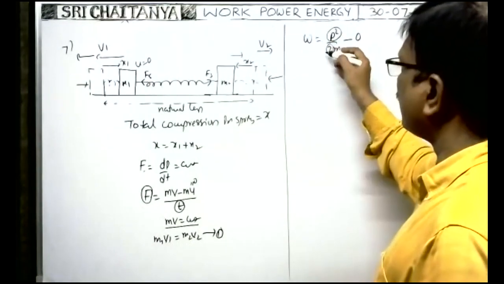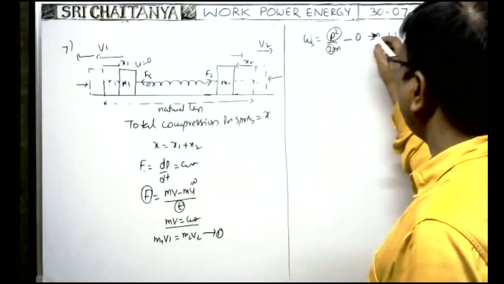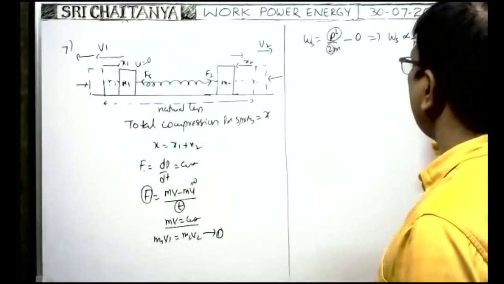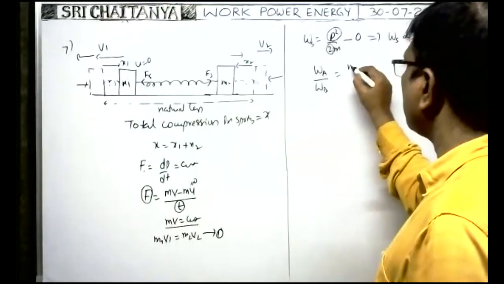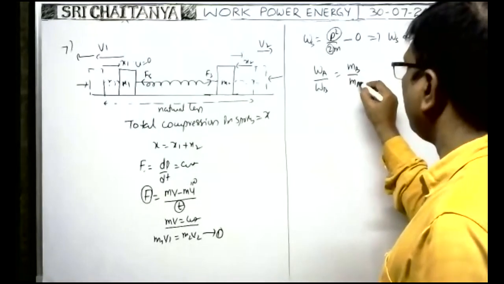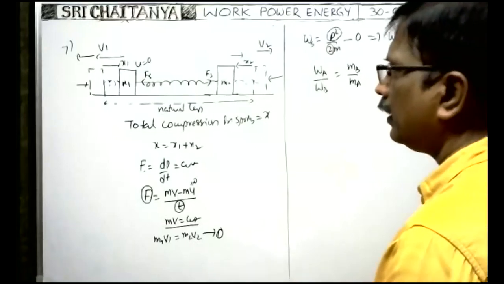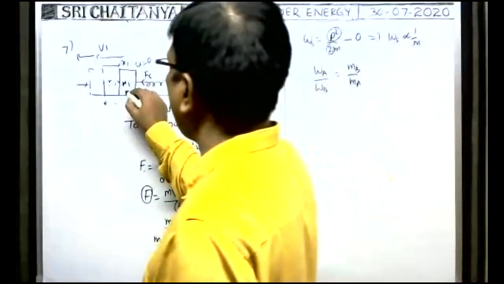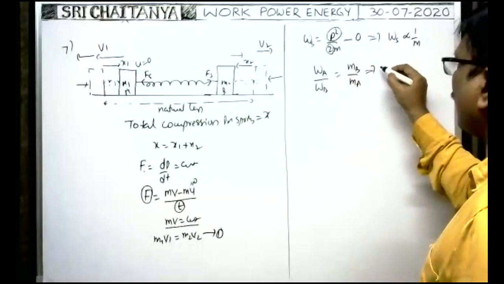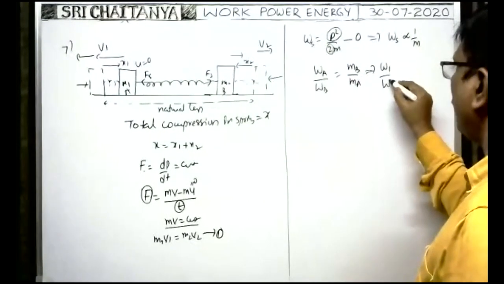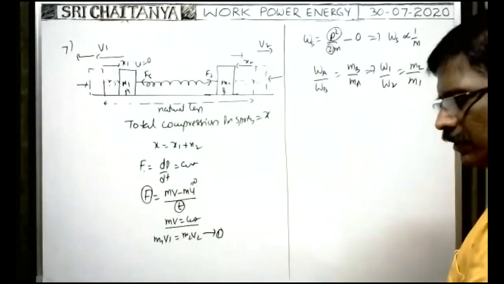That's why p squared is constant and 2 is constant. That means the work done by the spring on each block is inversely proportional to mass. Therefore, the work done on block A by the work done on block B is equal to the mass of block B by the mass of block A. Here, this is block A and this is block B, say. That implies the work done by the spring on the first block, W1 by W2, is equal to M2 by M1. This is one condition we got.